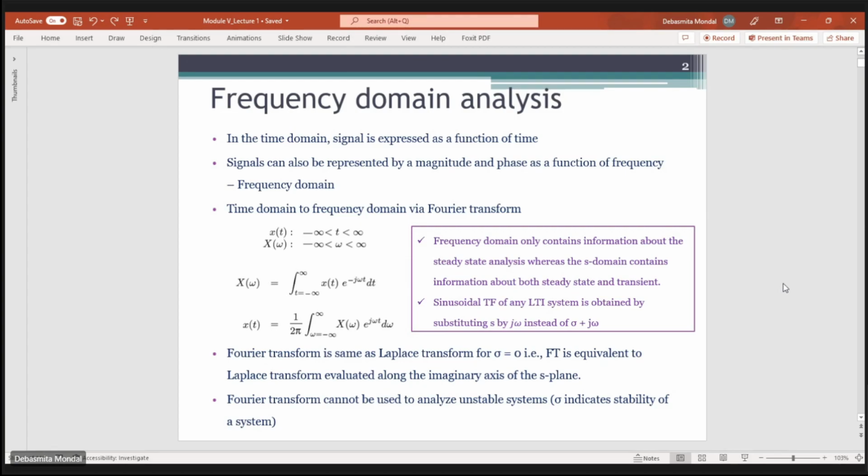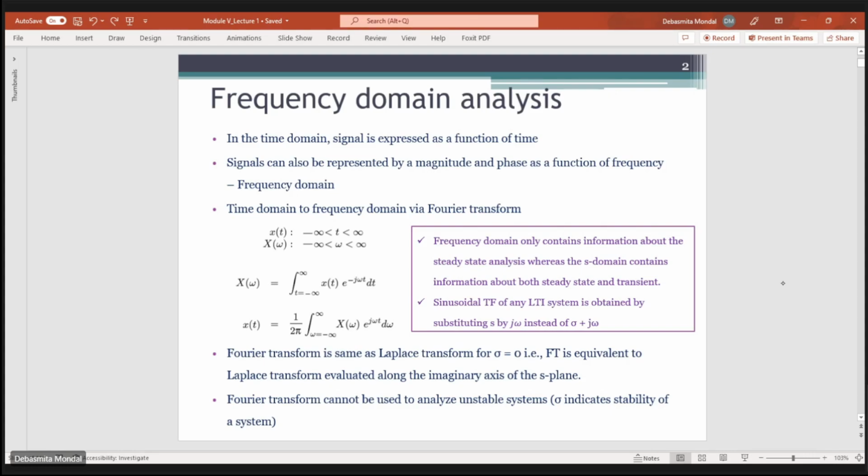Generally, this transformation from time domain to frequency domain is done by the Fourier transform, and this is the general expression. If you have a time domain signal x(t), you can represent it in the frequency domain simply by using the Fourier transform, which is the integral from minus infinity to plus infinity of x(t) e^(-jωt) dt.